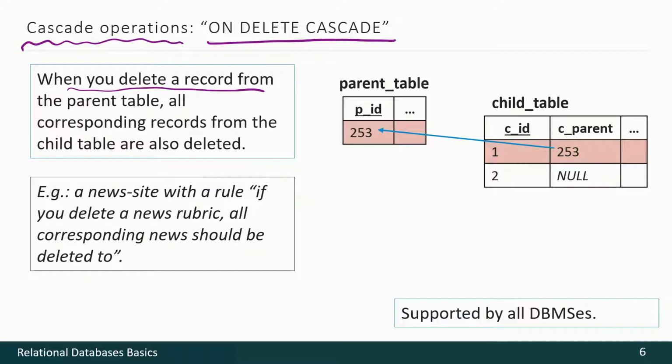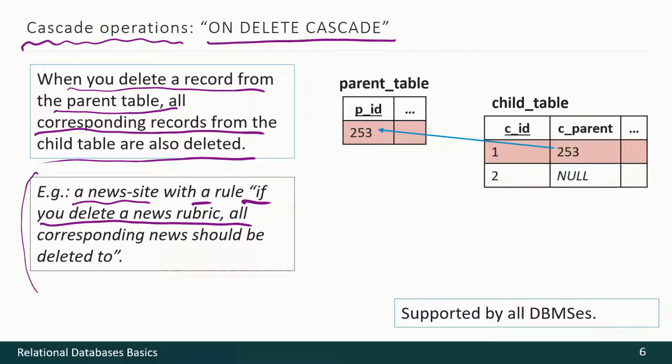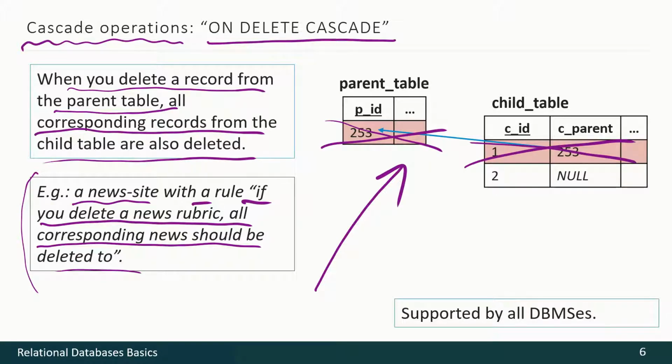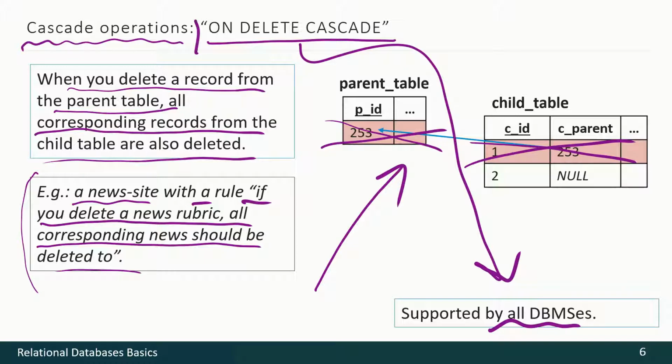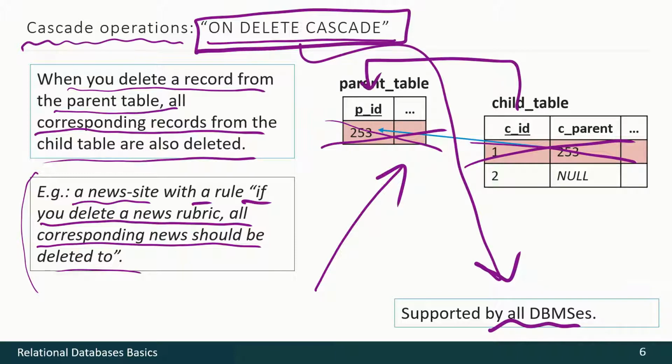When we try to delete a record from the parent table, all corresponding records from the child table are also deleted. Here is an example from a subject matter. Imagine a news site with a rule: if you delete a news rubric, all corresponding news should also be deleted. This is how it looks. If we delete a record from the parent table, all corresponding records from the child table should also be deleted. And this operation is supported by all DBMSs. You should only select this on delete cascade when you create a relationship between relations.